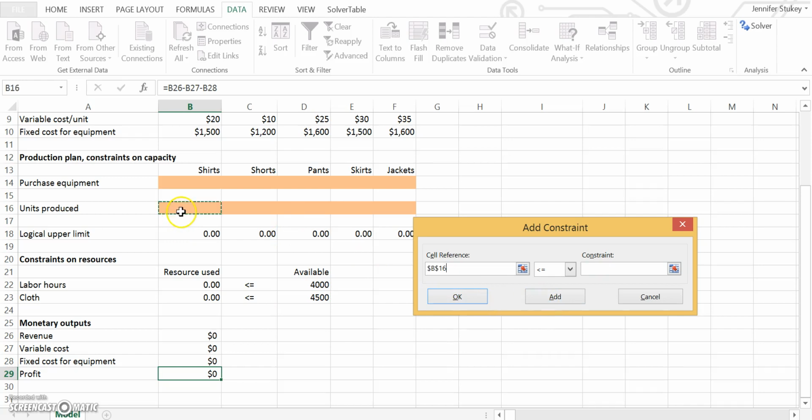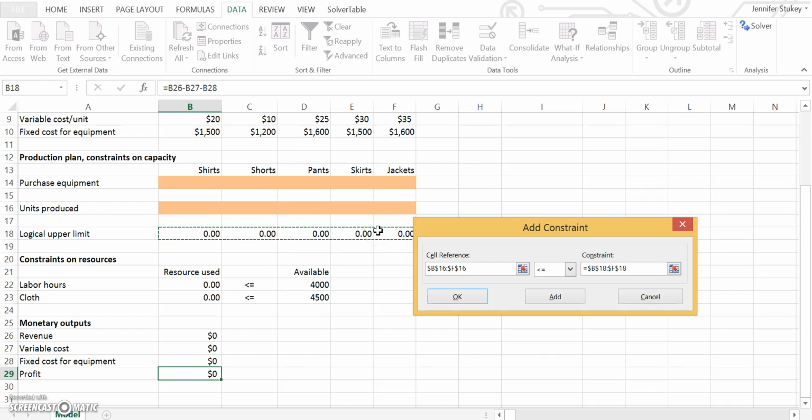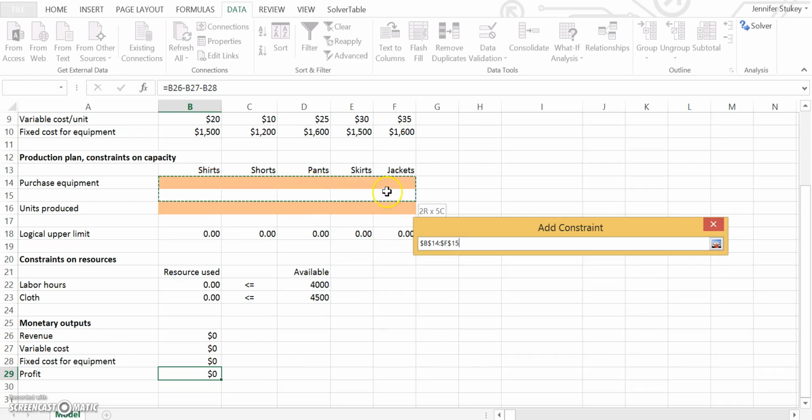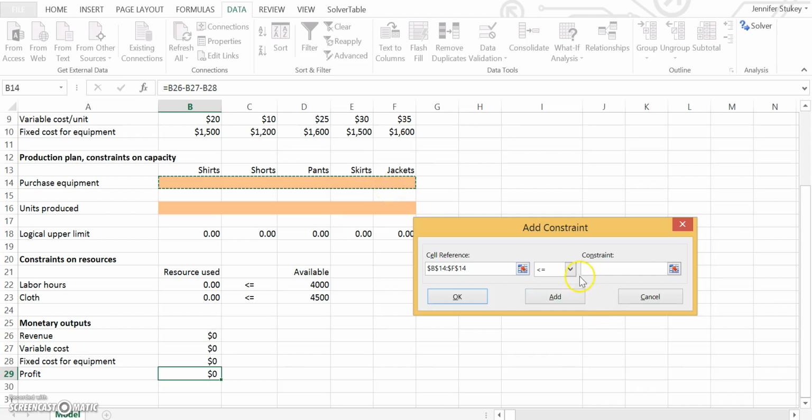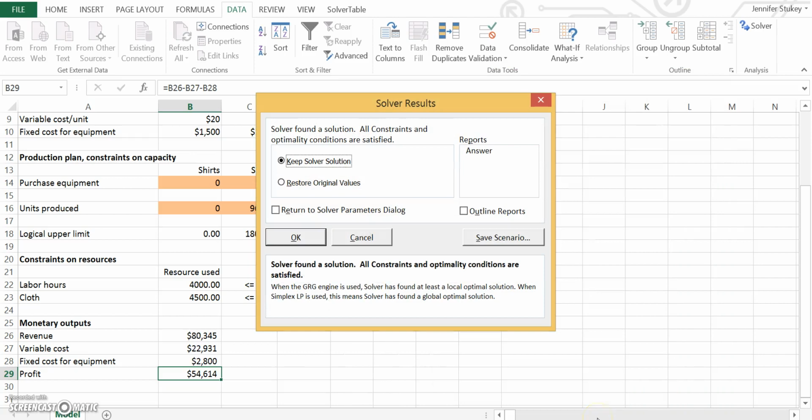Our units produced has to be less than or equal to our logical upper limits. And so what this does is, again, it won't allow you to produce any units if the logical upper limit is 0. And then our final constraint here is that the equipment purchase is going to be binary. So either 0 or 1, you do it, or you don't do it. Go ahead and push OK. Make sure you're set on Simplex LP and solve.